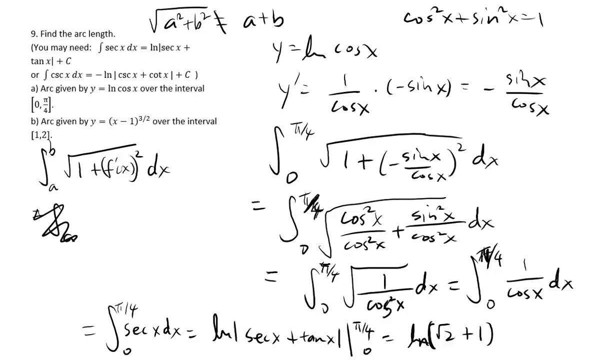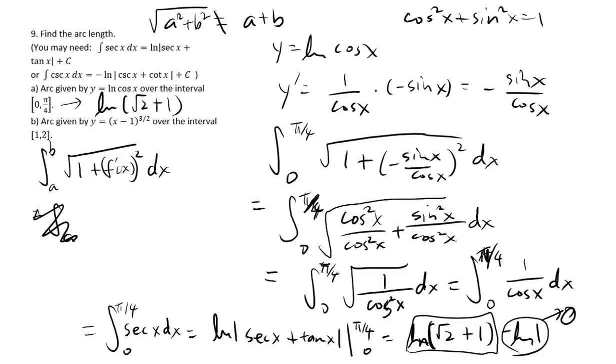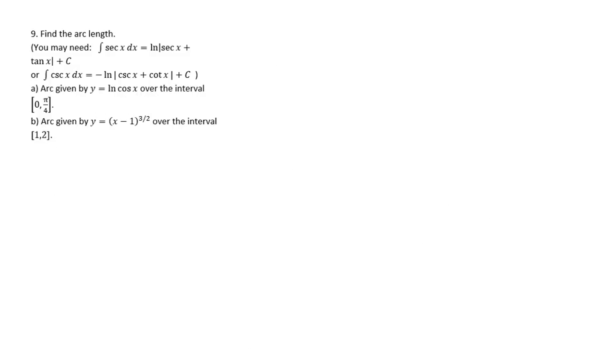And when you plug in 0, secant of 0 is 1 and tangent of 0 is 0, so you get minus ln of 1. But ln of 1 is 0. So that's the answer. So the answer to this first one would be ln of radical 2 plus 1. Let's try the second one.